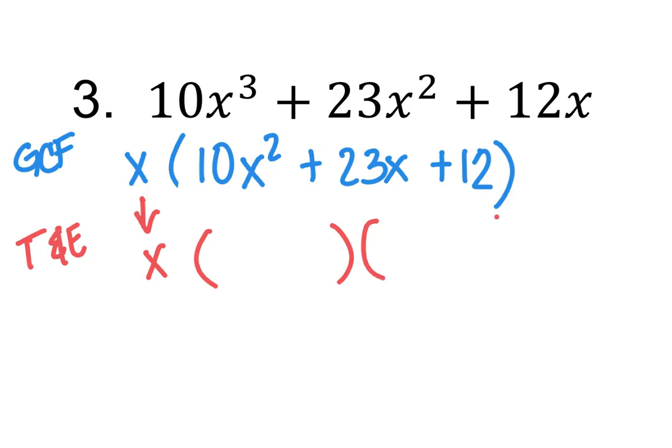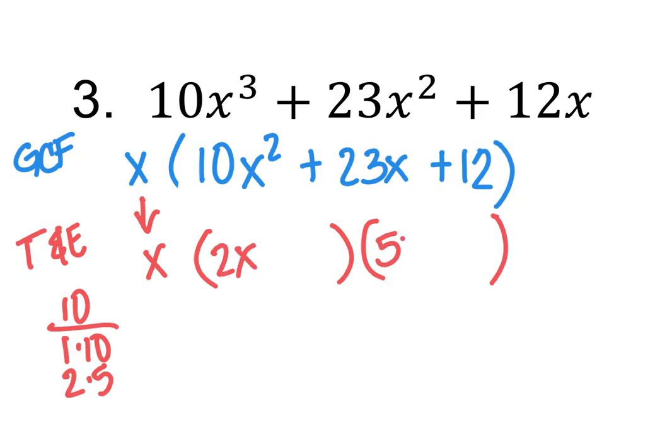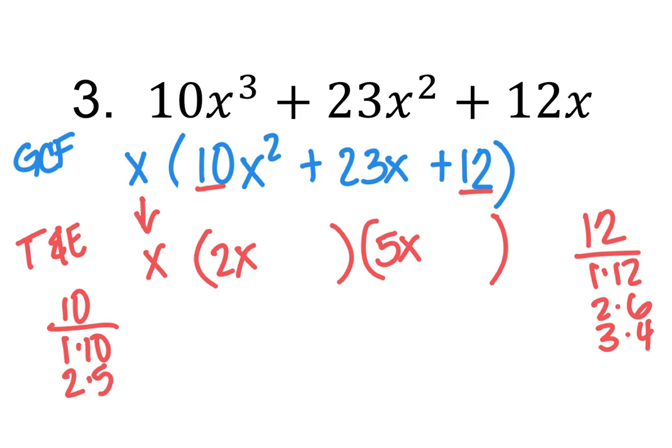Trial and error means we have 2 parentheses here. Now we're going to get factors of 10, which we know for factors of 10, we're going to use the factors closest together, which are 2 and 5. So let's do 2x and 5x. Then we have factors of 12, right? So 1 and 12, 2 and 6, 3 and 4. So just like we use the closest ones together for 10, 2 and 5, we will use 3 and 4. So let's go ahead and put those in here.